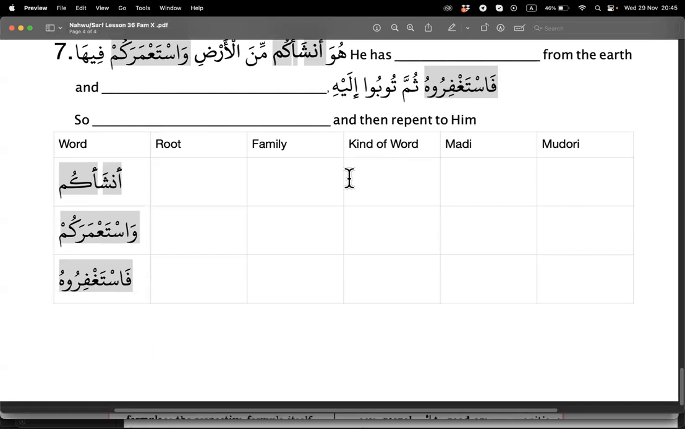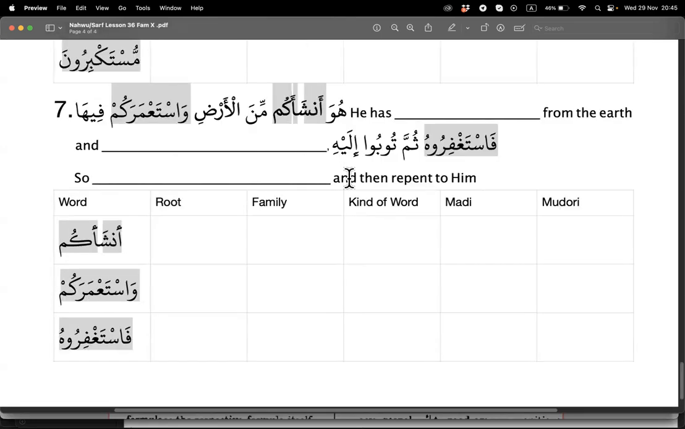There's a difference, right, between ask forgiveness and repent? Two different things. In language, taba yatubu is to turn back and repent. And this is to ask for forgiveness. So yeah, it comes hand in hand. I don't know if that answered your question though. It comes hand in hand.